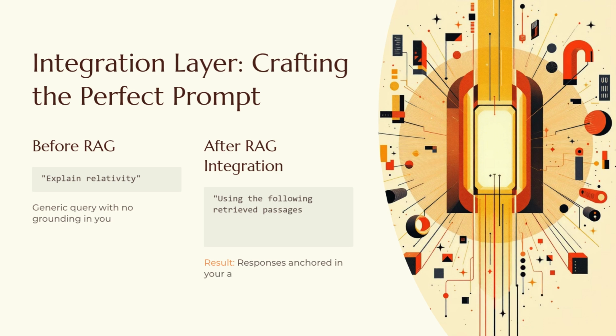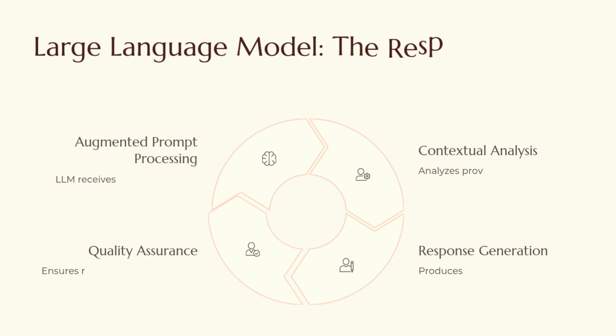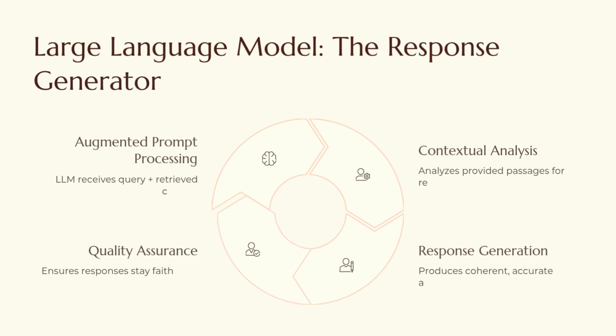Our next component is the integration layer and prompt template. Once we have the retrieved information, it moves into the integration layer. Here, the system combines our original query with the retrieved context into a prompt template. For example, instead of simply asking, "Explain relativity," the augmented prompt might say, "Using the following retrieved passages from Einstein's papers, explain relativity in simple terms." This ensures the language model answers with grounding in the actual documents.